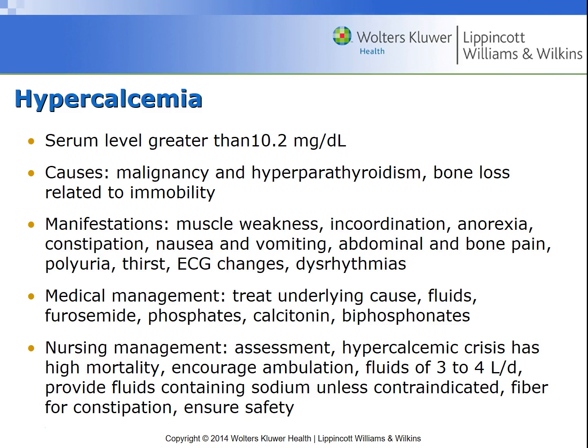Nursing management is going to do your assessment. Again, you're always looking at your patient first and see if you see any signs or things that are different than they were before. You're going to watch for hypercalcemic crisis, which has a high mortality rate, which makes sense. Encourage ambulation, because the more they move around, the more their bones need to be strong. Your body will actually think that it needs to pull it back into the bone and out of the bloodstream.